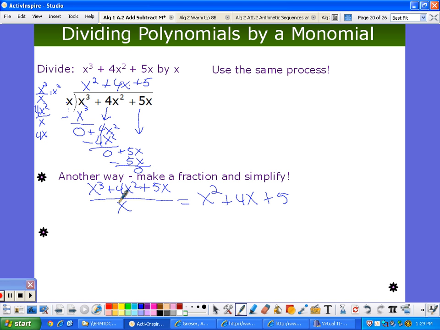This one? No. This one? The long division? Oh, wait. I like the fraction better. For me, I see it a little bit easier. And so you have a choice. If you're given divide by a monomial, you can do this either way.